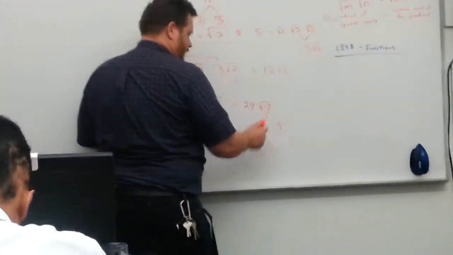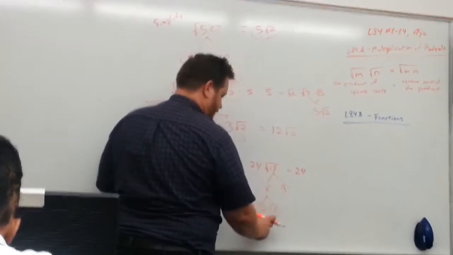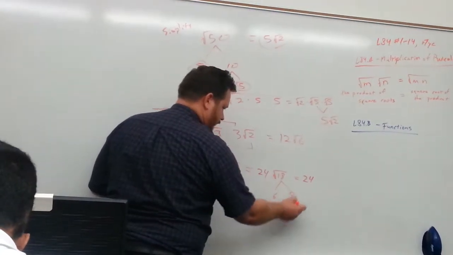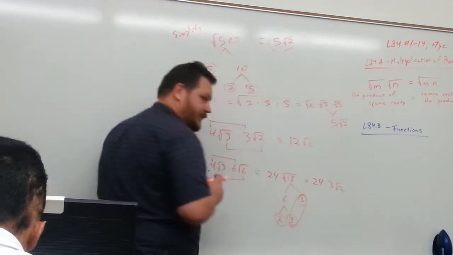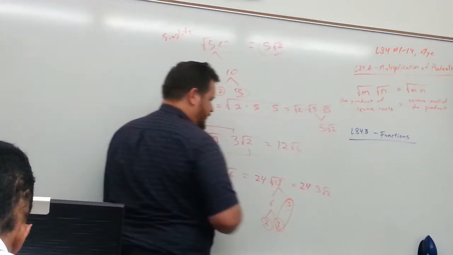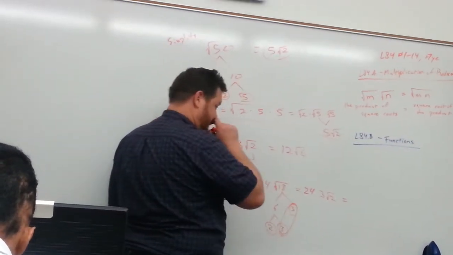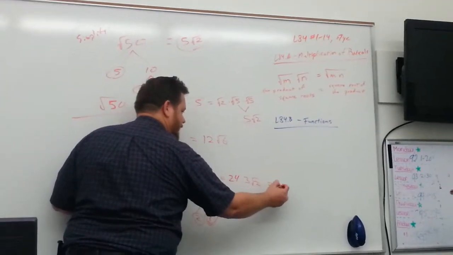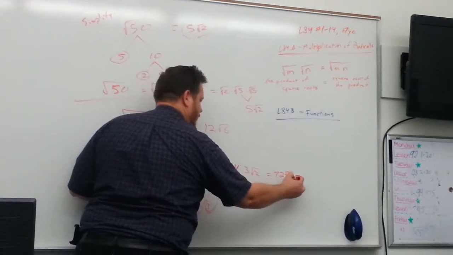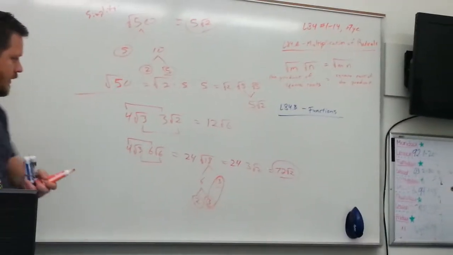All right, so this one we can keep going. We've got the 24, and rad 18 is what? So here's our pair. So it's 3 times the rad 2 that's left. But now we can do 24 times 3, which is? 72. Yep. Good math.